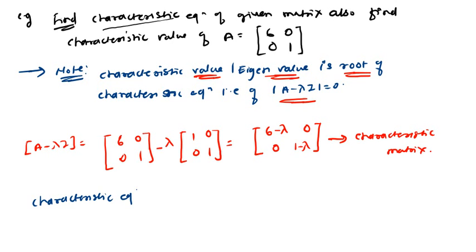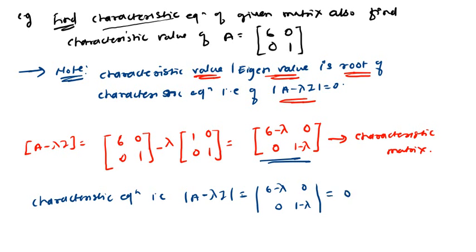The characteristic equation is determinant of A minus lambda I, put it equal to 0. So take the determinant of this matrix and put that value equal to 0. The determinant of 6 minus lambda, 0, 0, 1 minus lambda, put this equal to 0 and solve it. So this will be 6 minus lambda into 1 minus lambda equal to 0.